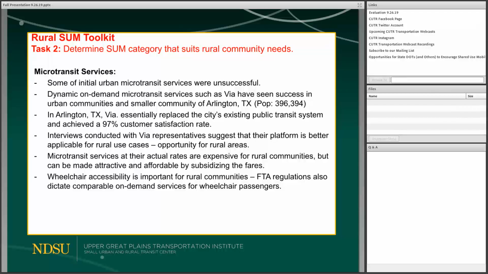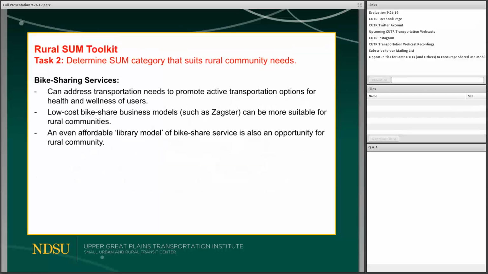Similarly, for microtransit services, there have been no implementations in rural areas, but based on our interviews and case study findings, there are providers who are interested in providing microtransit services in rural communities. If they are to be provided, subsidizing the fares could be key to success, to make it a more affordable and attractive option.